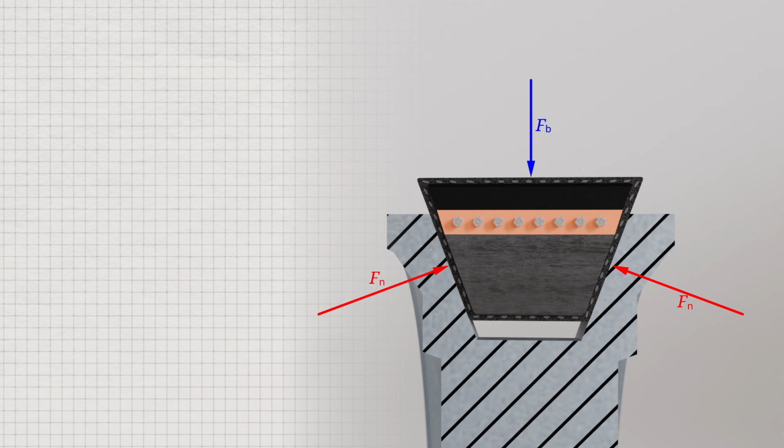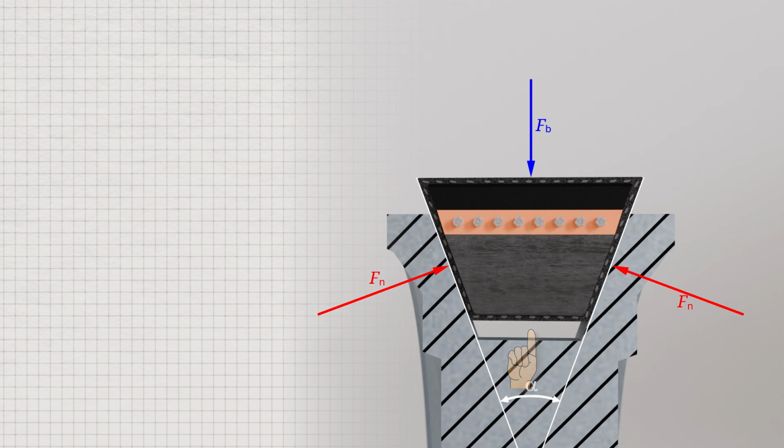To further increase power transmission, two or more V-belts can also be arranged parallel to each other. The so-called groove angle alpha is 38 or 32 degrees, depending on the pulley diameter, whereby the belt only comes into contact with the pulley with these inclined flanks. The belt does not touch the bottom of the groove.